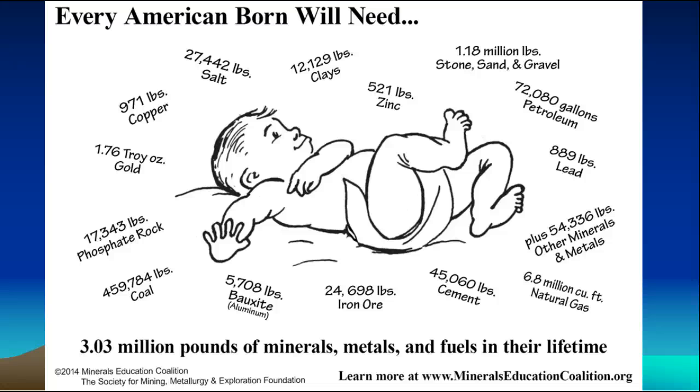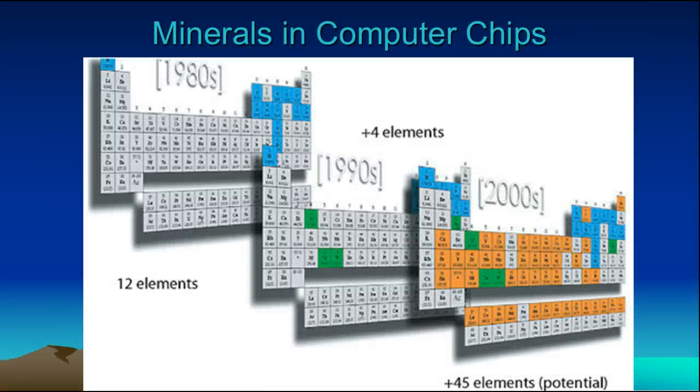Of course, in the highly developed countries like the US, we use a lot more because we consume a lot more as a society. And all of these different things are ways that we are using these mineral resources throughout our life. So it takes quite a bit to support us. So some examples of that, these are just the minerals used in computer chips, and you can see that over time we've started to use more and more minerals in order to make our computers.